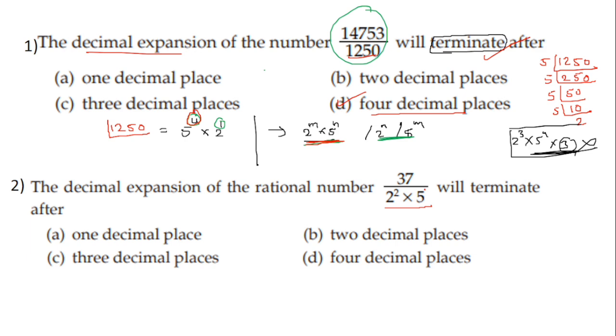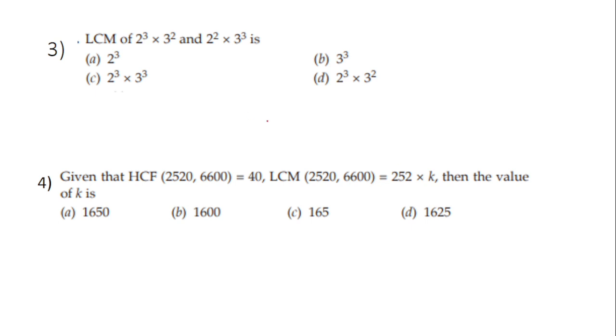Here the power of 5 is 1 and the power of 2 is 2. So the maximum power is 2. So it can terminate after 2 decimal places. So option 2 is the correct answer. I hope you understand this. Let's move on to the next.